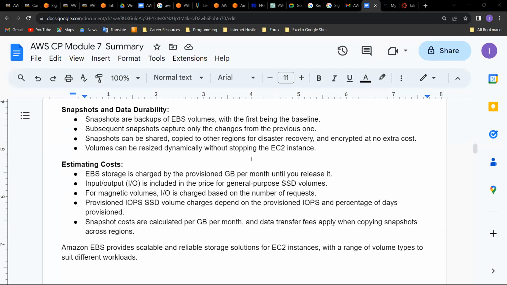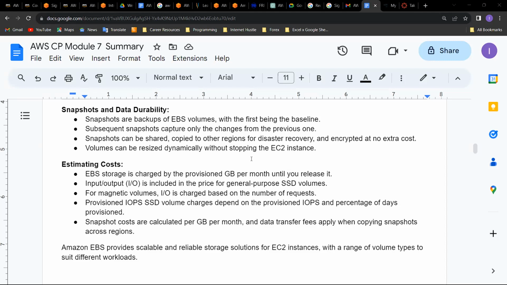In terms of cost, you are charged by the gigabytes that you provision, right? The storage that you provision, and then you are charged per gigabyte, per month until you stop using it or until you release it. And then input and output is also included in the price for general purpose SSD volumes.